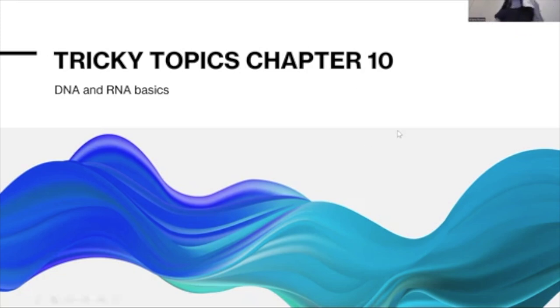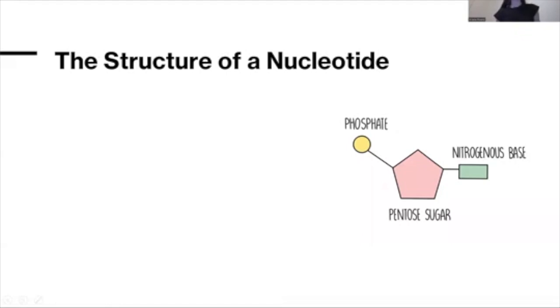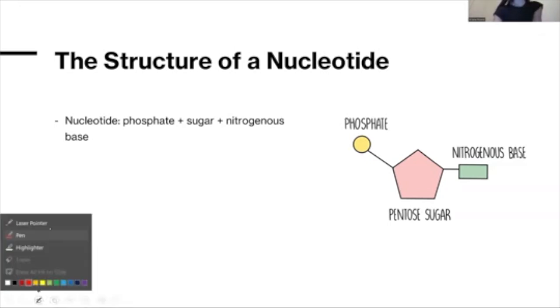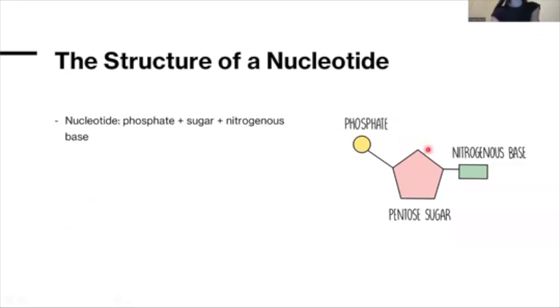So let's get started. First we're going to talk about the structure of a nucleotide. A nucleotide is going to be the building block in both DNA and RNA, and it has three parts. The first part is the phosphate, the second part is the sugar, and the third part is the nitrogenous base. You can see all of these right here: phosphate, pentose sugar, meaning there's 5 carbons, and nitrogenous base.